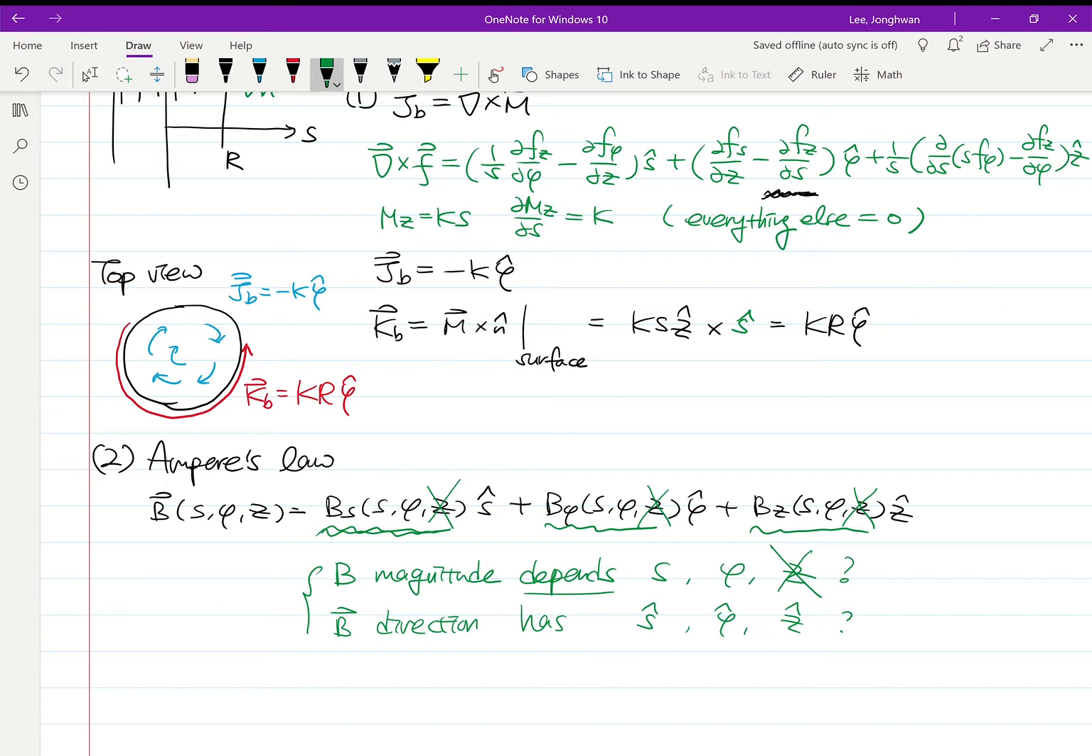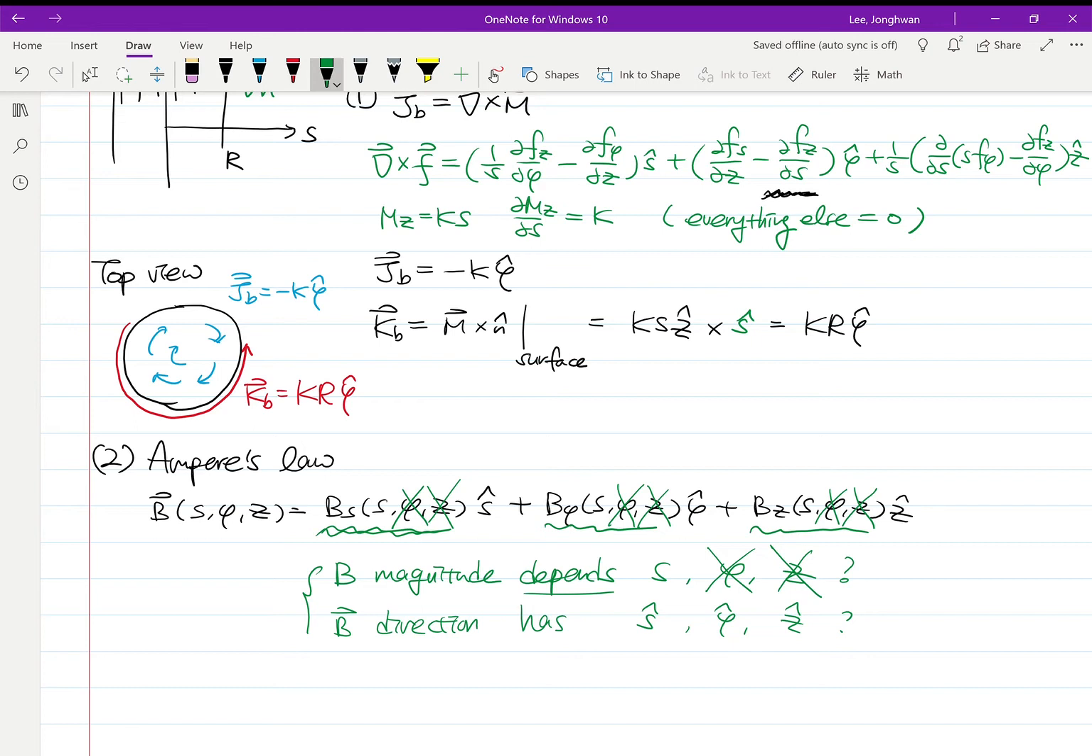In the same manner, it will not depend on phi, isn't it? This cylinder has a symmetry along the angle, okay? So in other words, it has a rotational symmetry. So even when you measure the B field at the same distance and same height but different angle around the cylinder, it will give you the same identical B field measurement. So it will not depend on phi.